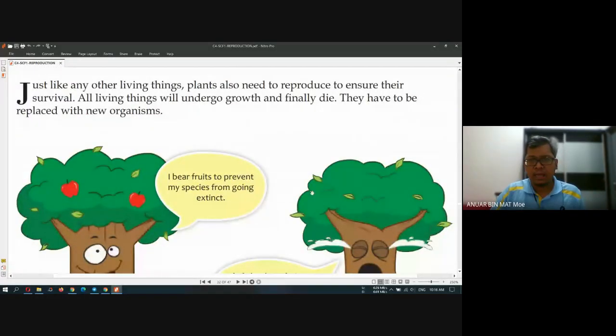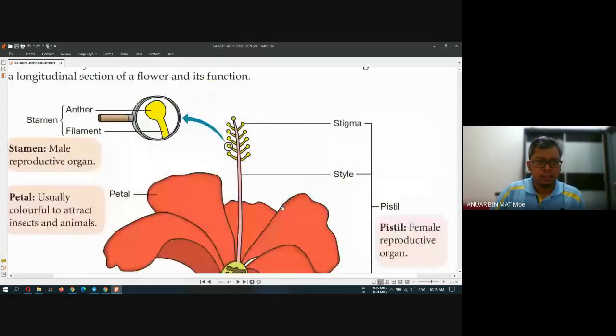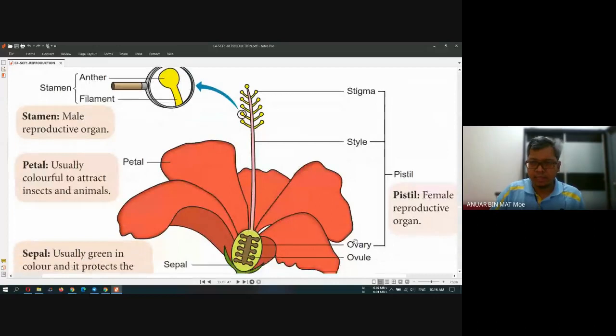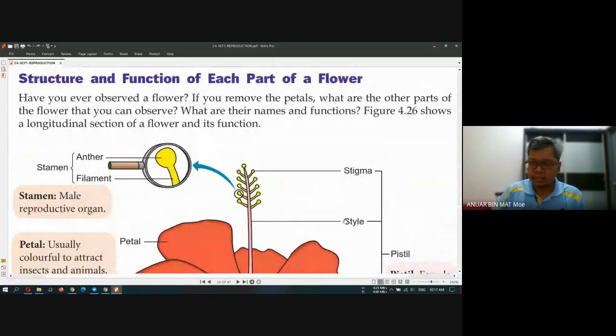I will skip things that maybe you can just read for yourself. I just want to skip to the most important points only. Number one. This is page 120. The structure and function of each part of a flower. You must understand. Right?